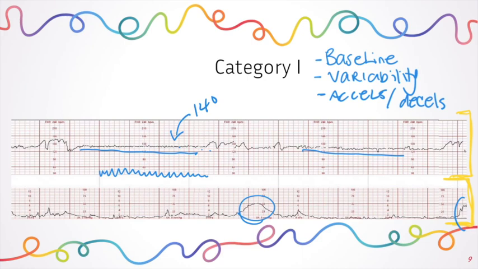And we're going to talk about this in detail and orientation, okay? So this, and then the accels are the things that go above the baseline. And then decels, you don't have any on this strip, but decels go below the baseline. So this is an example of a category 1 tracing. You have a normal baseline. You have moderate variability. And you have some accels. So this is a category 1 tracing.